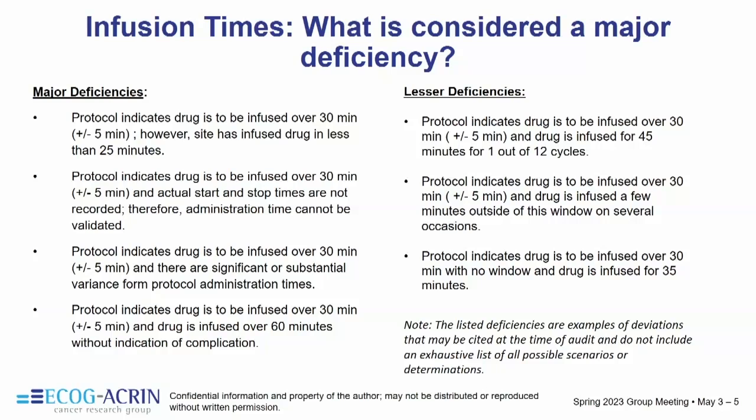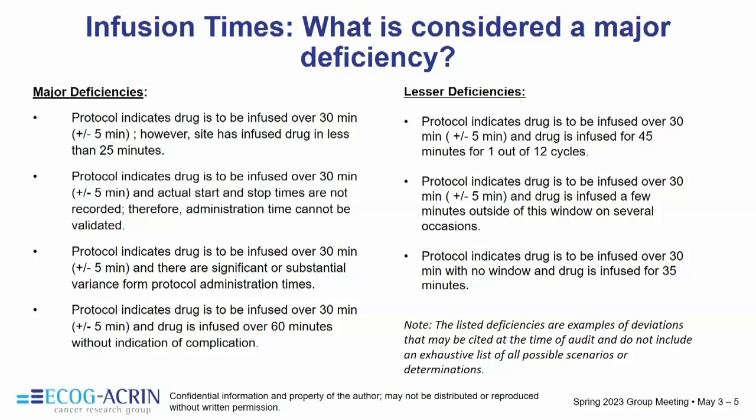Now, lesser deficiencies are all other deviances in time. So this is where we've eased up a bit, and I'm glad we did. So for infusions that might be, let's say you have 1 infusion out of 12 cycles of Nevo that is over. So you've got 1 at 45 minutes. We view that as a lesser deficiency. We're not seeing a trend in your overall infusion times. If you have several infusions that are just a few minutes outside of that window, that would also be a lesser.